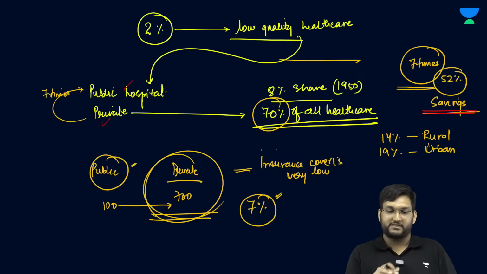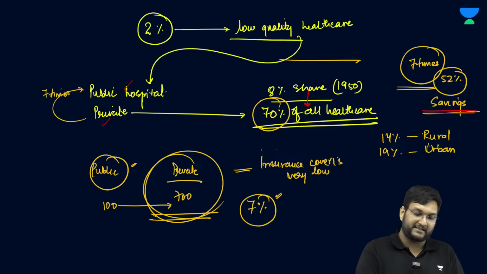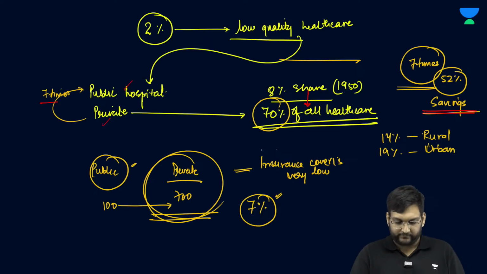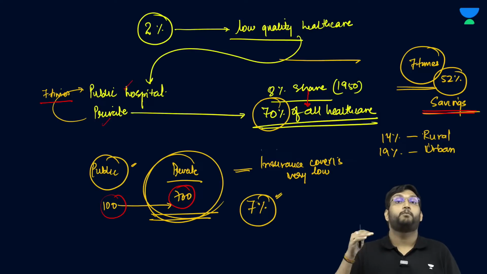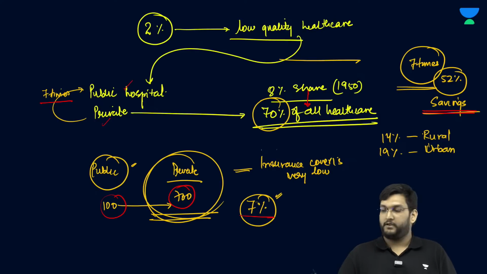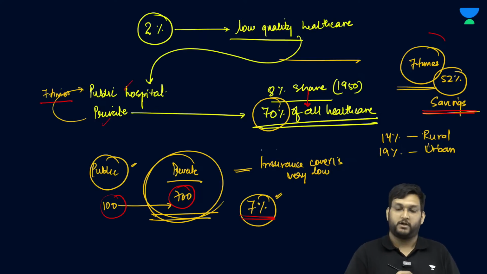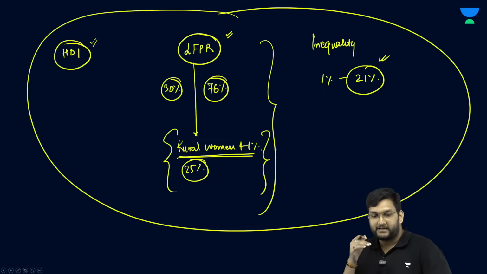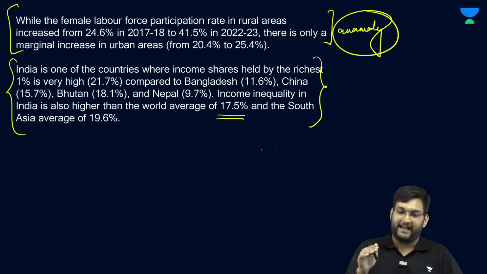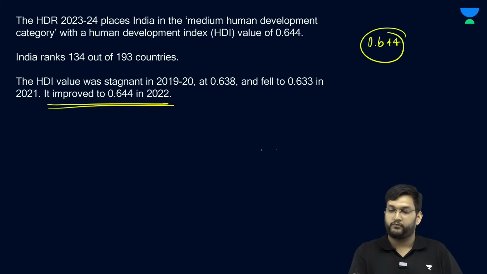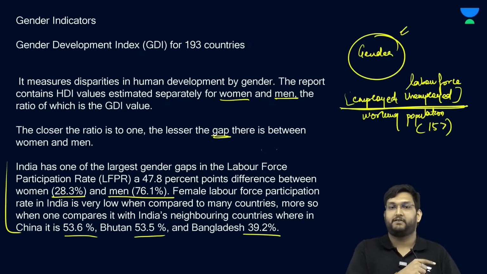Just to show you this data, 2%, 8%, 70% between 1950 and today. Private and public 7 times difference. Thereafter 100 to 700, 7 times difference. 7% of people go below the poverty line because of this expenditure, which is 7 times more. And in the previous article, I had talked about HDI, which is the concept of stagnating at 0.4644%. Thereafter, we have talked about the gender development index.